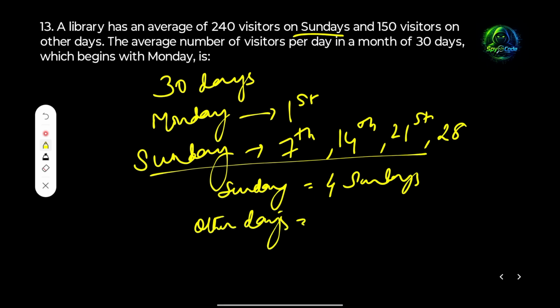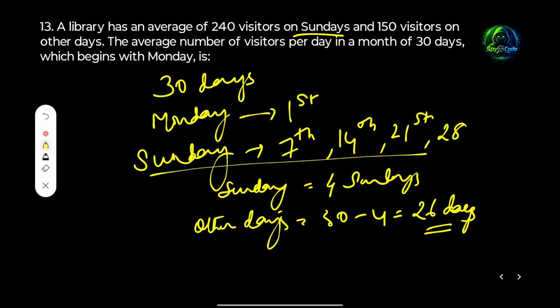And the other days, which is 30 minus 4. So 30 minus 4 is 26 days. So we'll continue on the next page here.